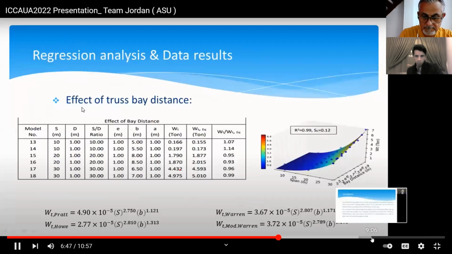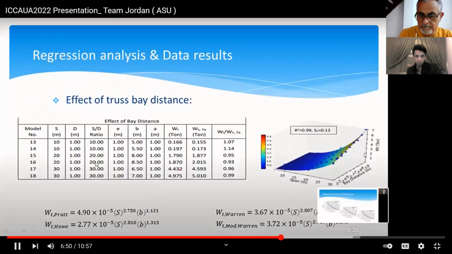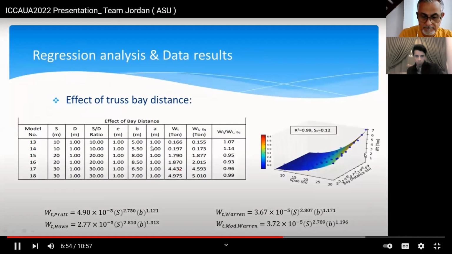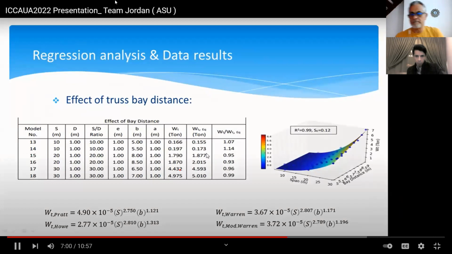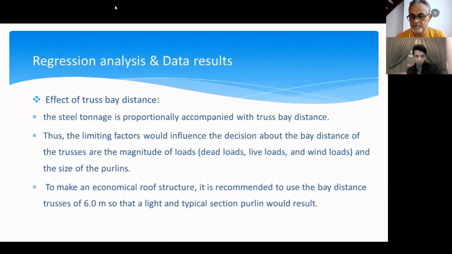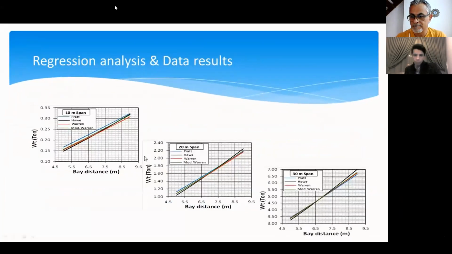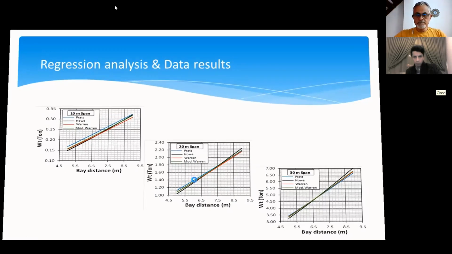Now the effect of truss bay distance is just the same as the previously shown study. In the graph here is our equation for the bay distance effect. Now we can find from this behavior that the steel tonnage increases in line with bay distance. And a side of regulations shows in this case, because dead load, live load, and wind load increase with the bay distance. The best bay distance option is 6 meters to keep the structure economically feasible.